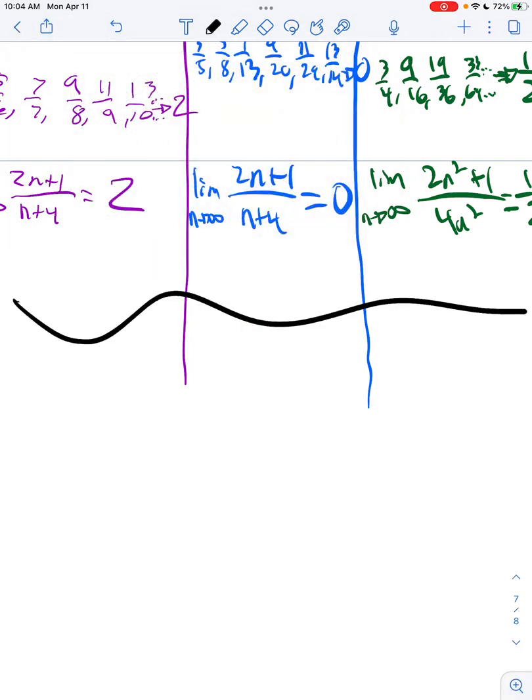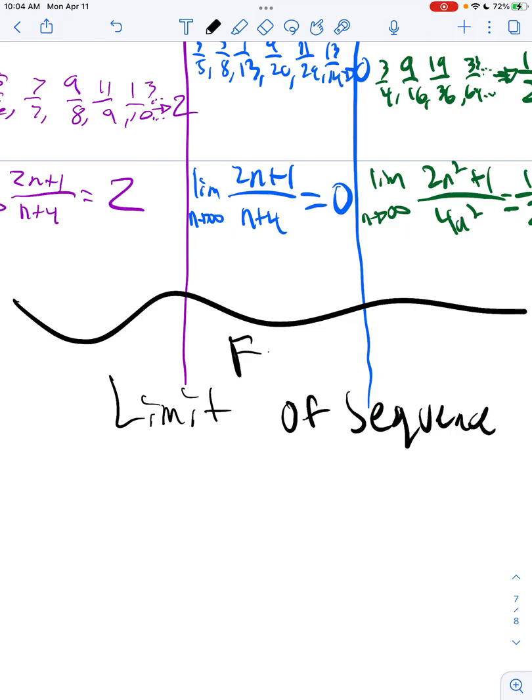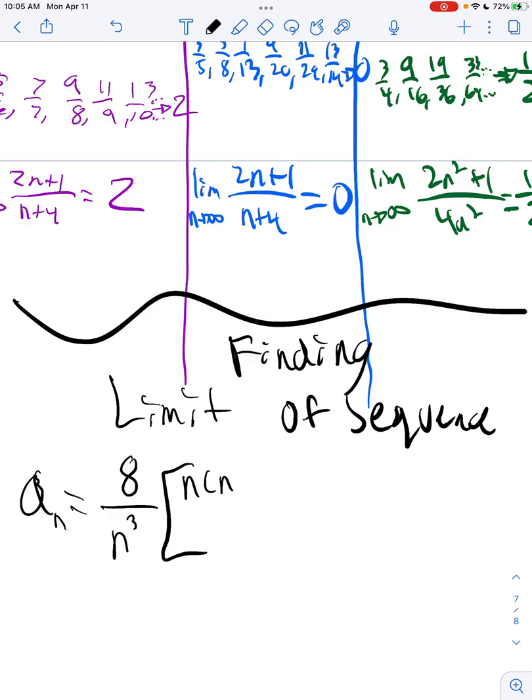Last example: finding the limit of a sequence. All right, so let's take the sequence whose nth term is a sub n equal to 8 over n to the third, times n plus 1, times 2n plus 1, all over 6.